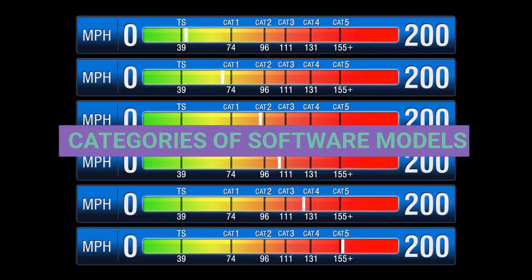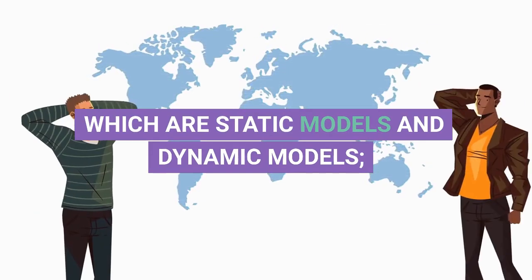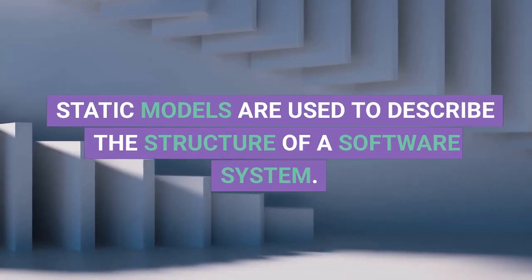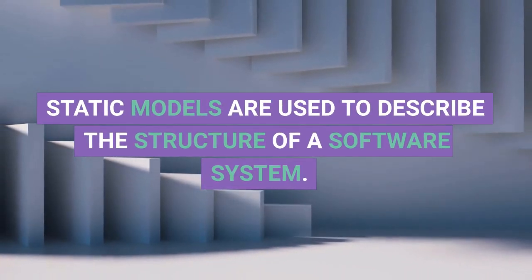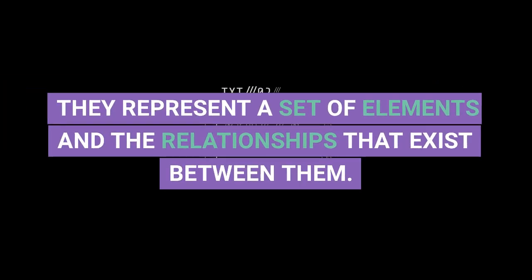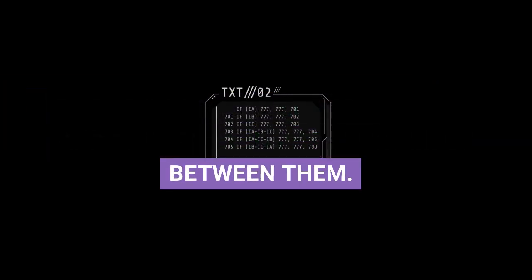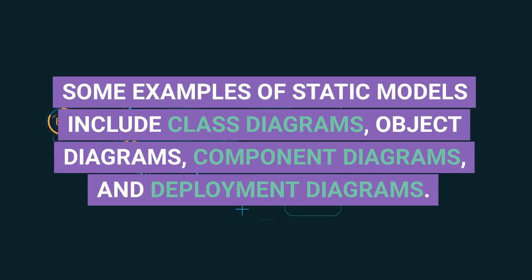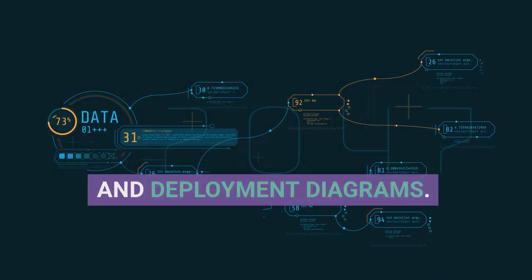Categories of software models, which are static models and dynamic models. Static models are used to describe the structure of a software system. They represent a set of elements and the relationships that exist between them. Some examples of static models include class diagrams, object diagrams, component diagrams, and deployment diagrams.